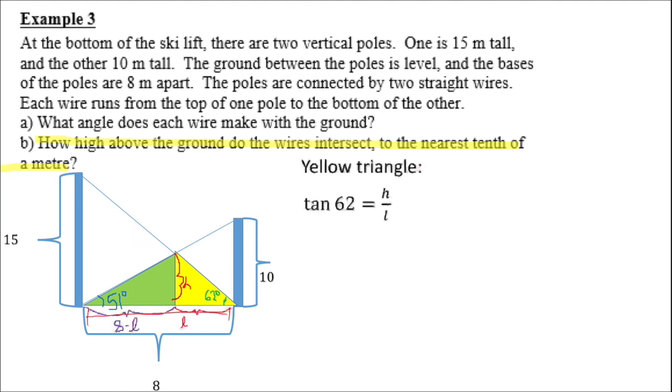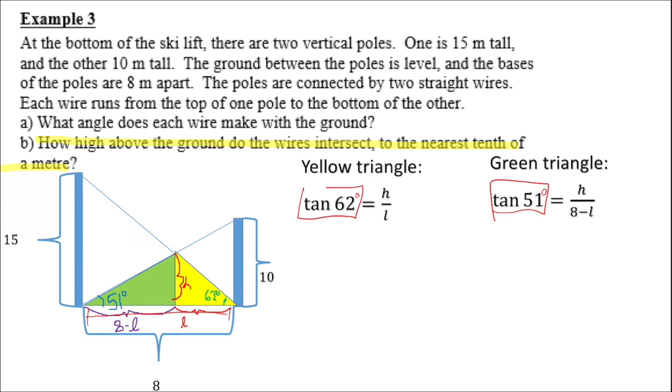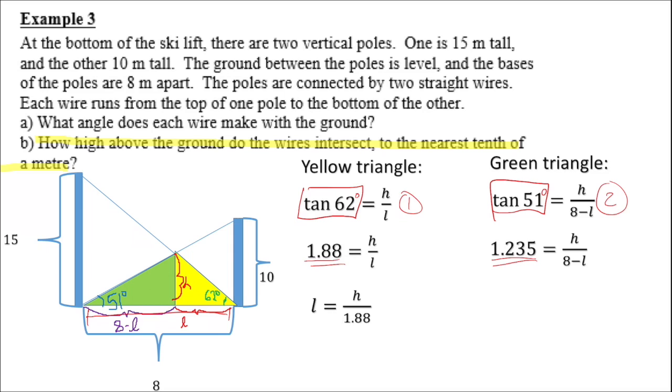So let's look at the yellow triangle. Tan of 62 degrees equals H over L. That's my yellow triangle. The green triangle, tan of 51 equals H over 8 minus L. Now, don't let the tans confuse you. This is just a number. It's just a decimal number. It's a ratio. But I have 2 equations and 2 variables. So let's solve. Tan of 62 is 1.88. Tan of 51 is 1.235.